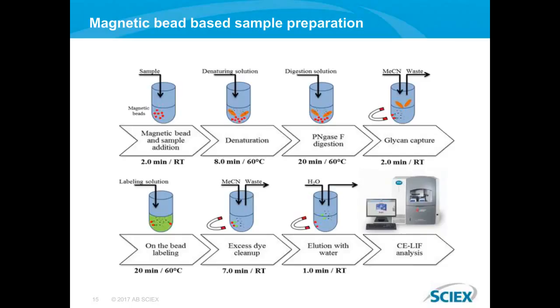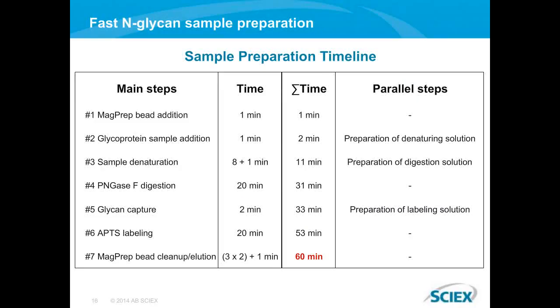So that is the heart of the kit itself, and that's the reason and the way it can be done in 60 minutes. If we check again the individual steps, the first minute is the magnetic bead preparation. The second minute is the glycoprotein sample addition. I would like to emphasize that within this 60 minutes, we have every single step included: the pipetting, moving the vials from one position to the other position.